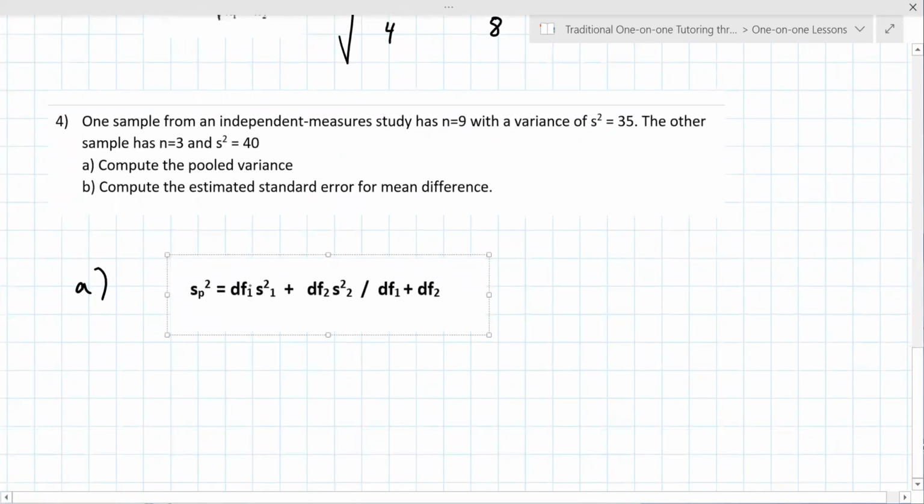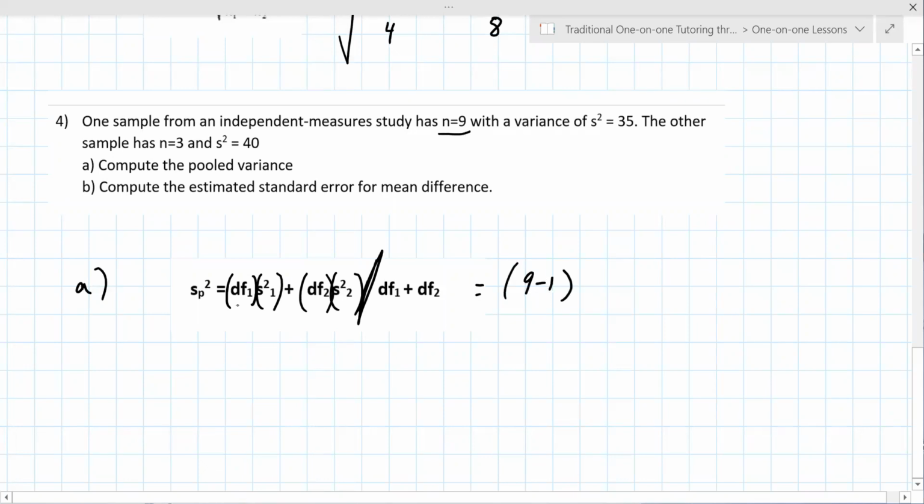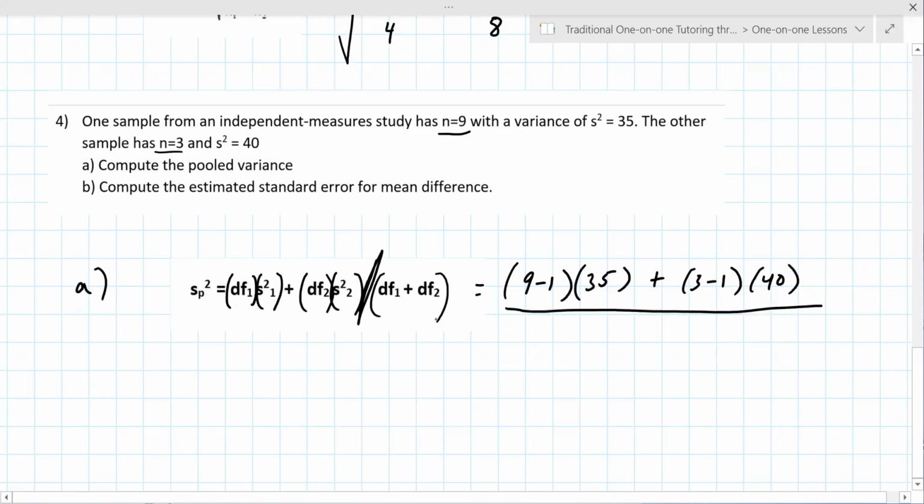the formula is you first find the degrees of freedom and multiply by this S1, and then multiply by S2, and then you divide here. So in your problem, your degrees of freedom for the first one is 9 minus 1. Your S squared is 35. It's already squared, so you don't have to square it. Plus, degrees of freedom for the next one is 3 minus 1, and your S2 squared is 40. It's already squared. All over, and these are added together. So it's the 9 minus 1 plus the 3 minus 1, like that.